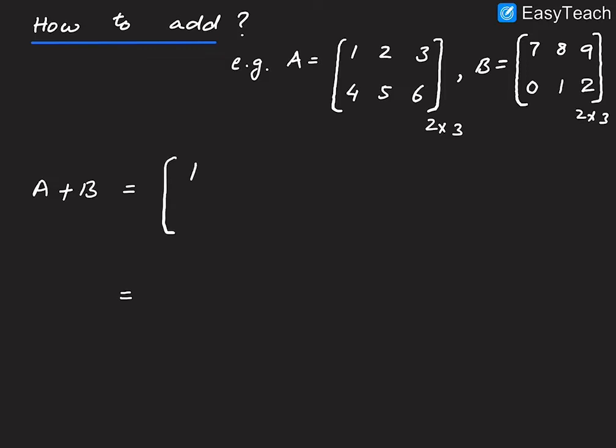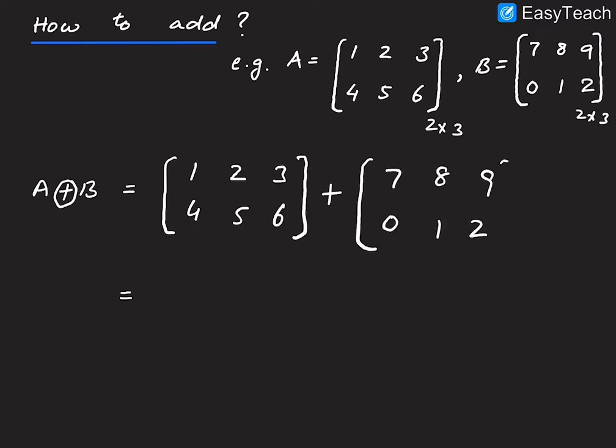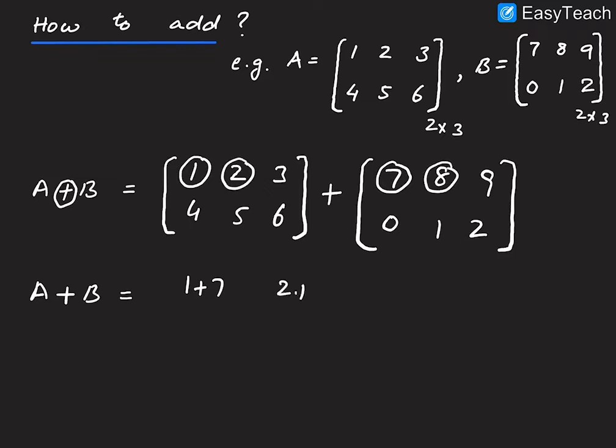First write matrix A 1 2 3 4 5 6, plus sign because here we have plus. Now write matrix B 7 8 9 0 1 2, for example. Now what will be the addition A plus B? How we will add? We have to add the corresponding elements of A and B. So 1 plus 7, you can write here 1 plus 7, 2 plus 8, you will write at the same position.